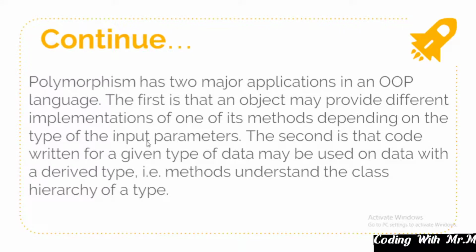Polymorphism has two major applications in object-oriented programming languages. The first one is that an object may provide different implementations of one of its methods depending on the type of the input parameters. Now the second one is that code written for a given type of data may be used on data with a derived type, that is, methods understand the class hierarchy of a type.